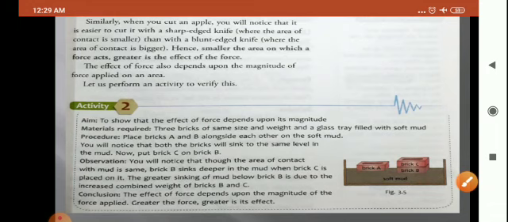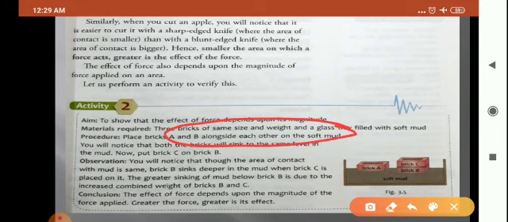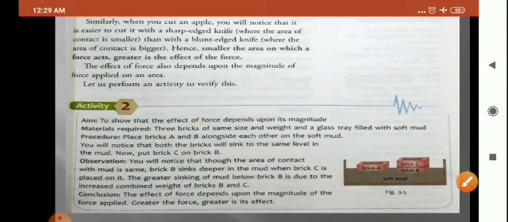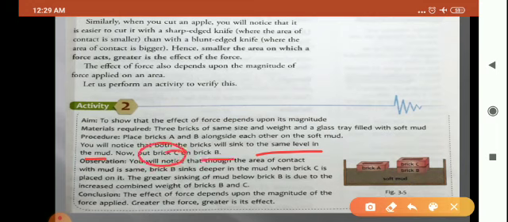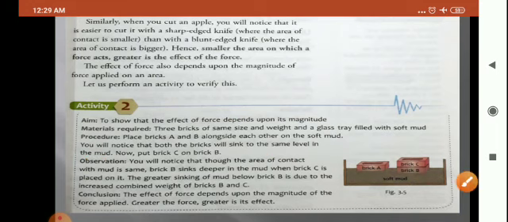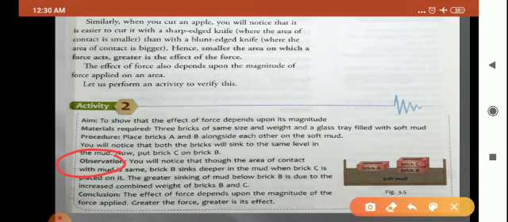Same thing is given in activity 2. See here, place brick A and B alongside each other on the soft mud. You will notice that both the bricks will sink to the same level in the mud. Now put brick C on brick B. Now what you will notice? I am reading the observation, children. You will notice that though the area of contact with mud is the same, brick B sinks deeper in the mud when brick C is placed on it.